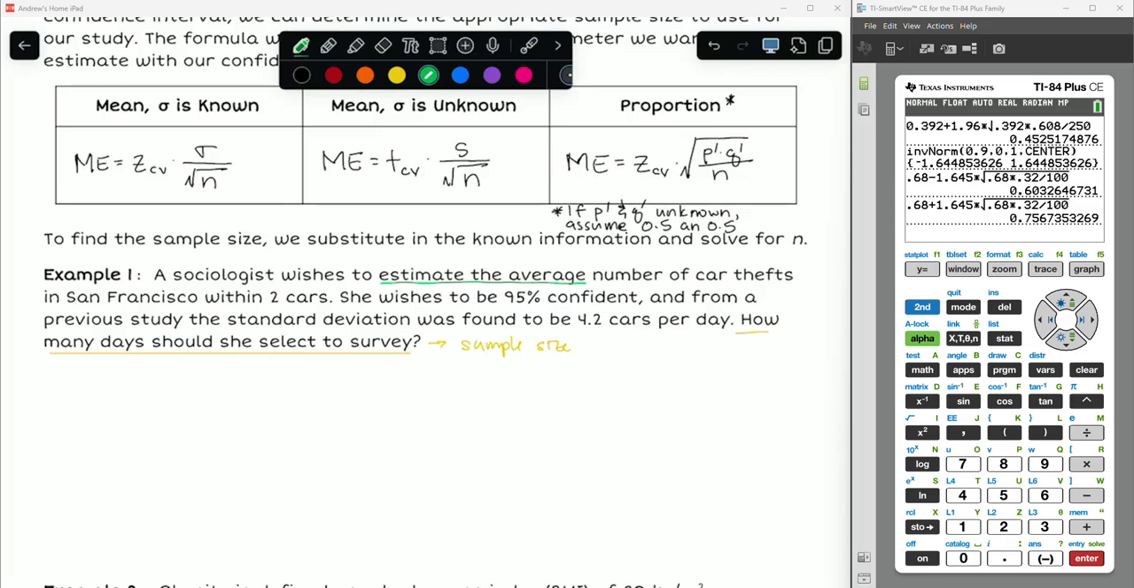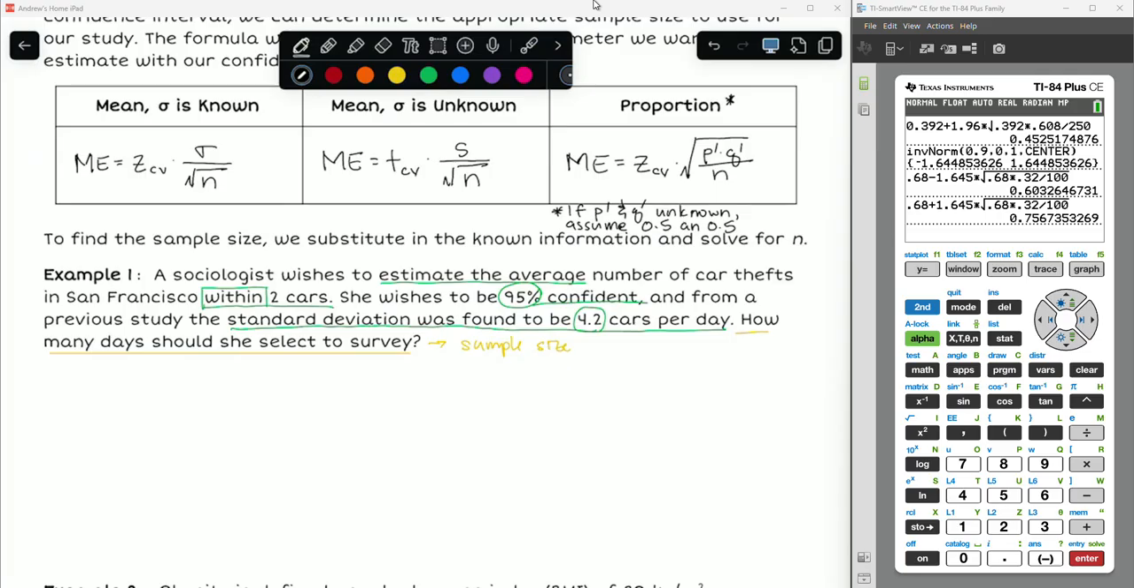I know that I want to estimate my average within 2 cars. And when they use that phrase within, that's usually the margin of error. It means I want my margin of error to be plus or minus 2. We're also told we want to be 95% confident. We know that's our confidence level. And we're told that from a previous study, the standard deviation was found to be 4.2 cars per day. And the assumption is that is a population standard deviation.